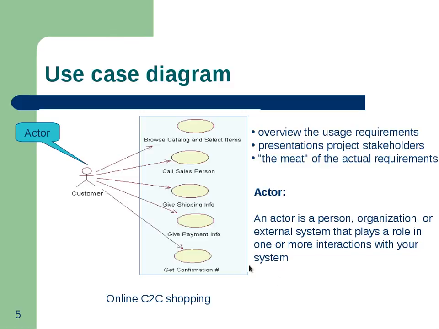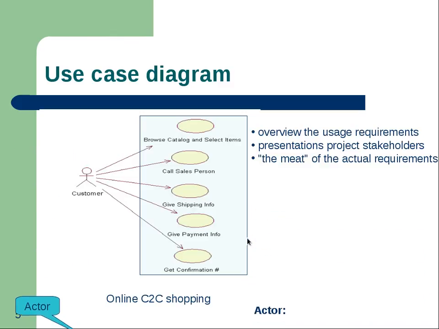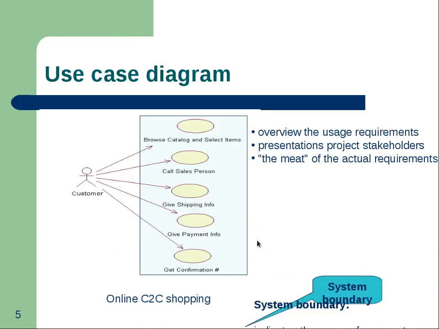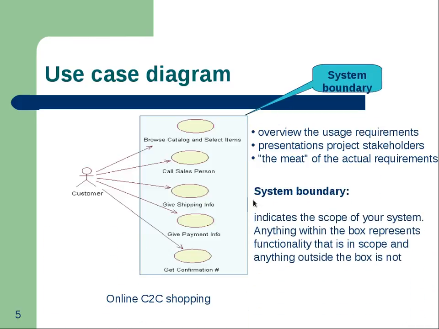But the actor is someone who can interact with the system. The use case describes an action that provides some measurable value, like getting a confirmation or browsing the catalog. The system boundary is the scope between your actor and what can be done. So notice that the customer may browse the catalog inside of your system. You may have more than one system boundary if you have more than one system in your use case diagram. Maybe the user has to interact with some other system before they can select the catalog.